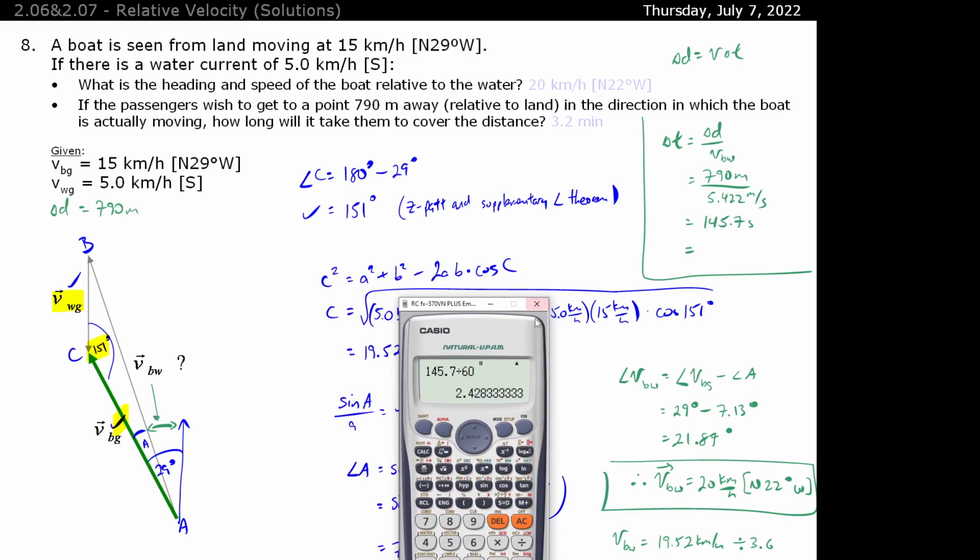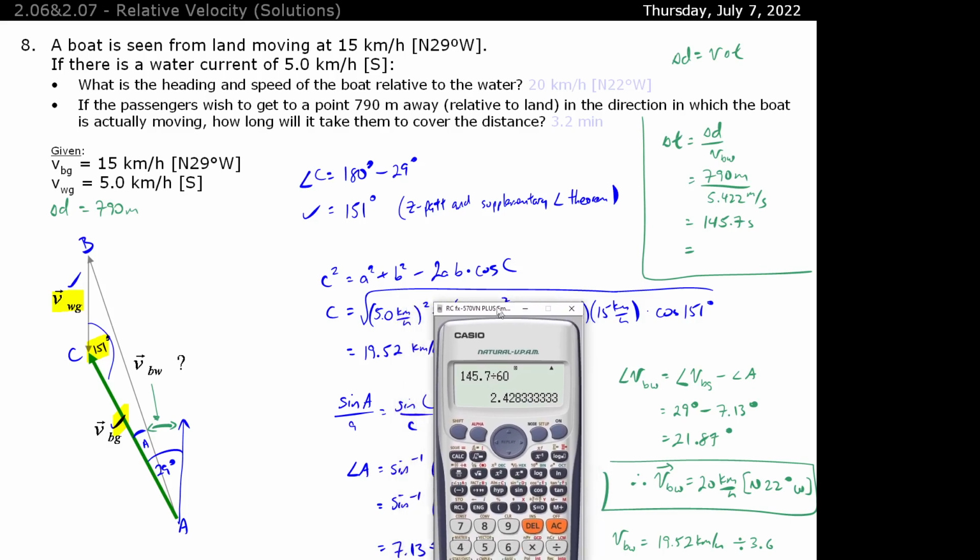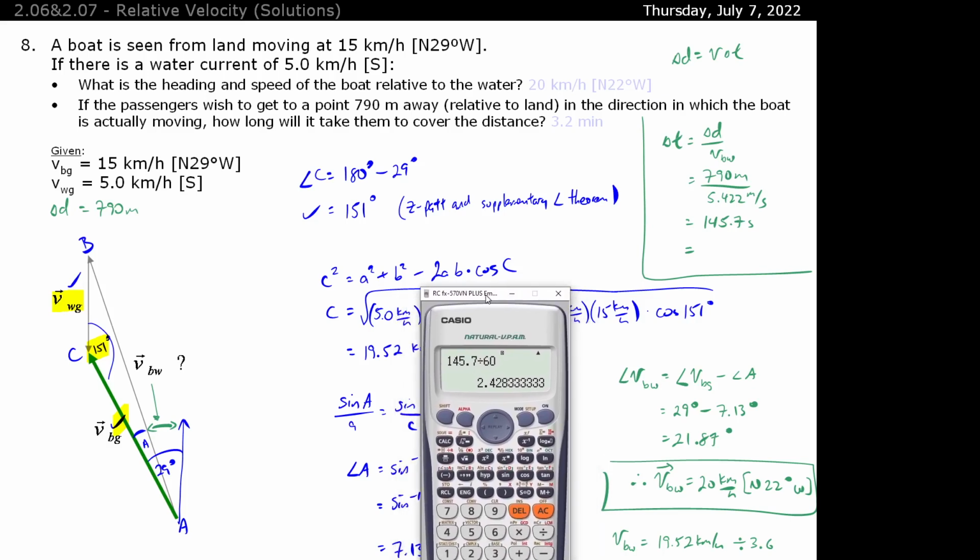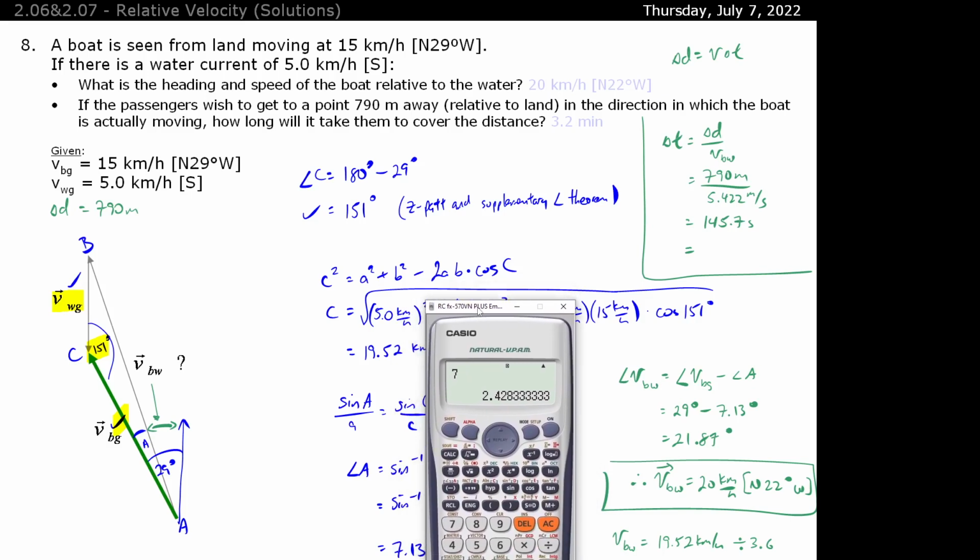So what mistake did I make? Where did I go wrong? Did I type it in wrong? 790 divided by 5.422 divided by 60 seconds, 2.42 minutes.